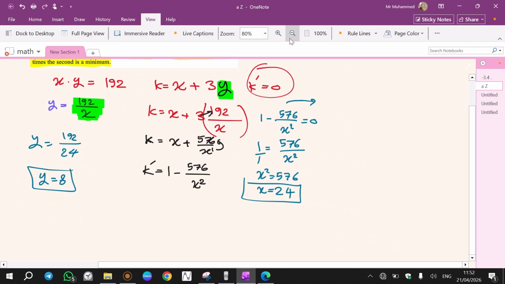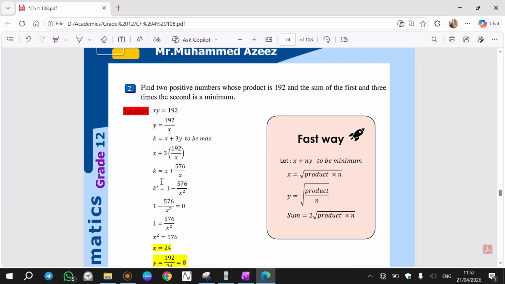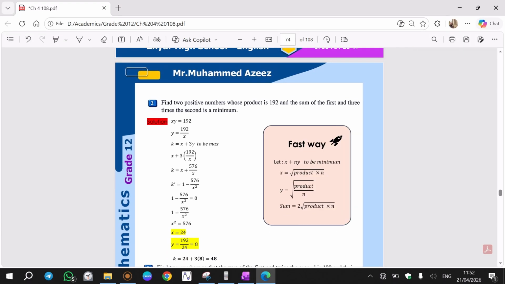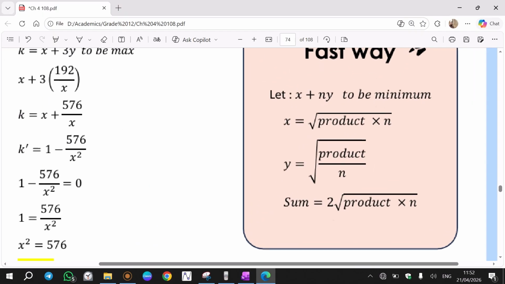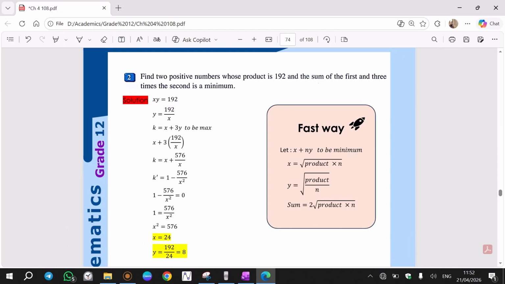The answer is available here. The fast way works. The fast way is fine, it works. But again, memorizing this thing is not quite logical. I recommend the scientific way.